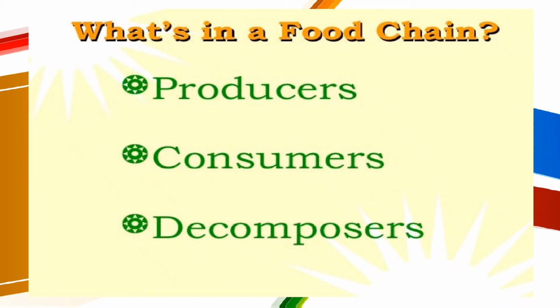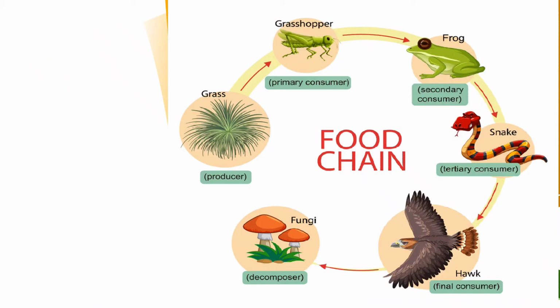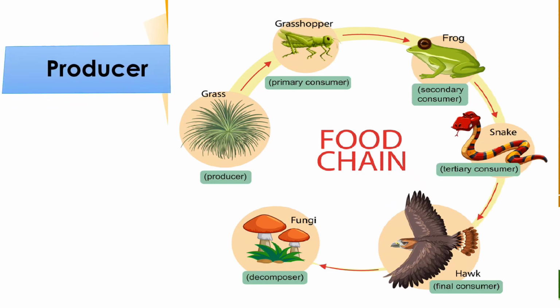So what's in a food chain? A food chain includes the producers. First is the producers. Second, we have the consumers. Third, we have the decomposers. So these three compose our food chain. First, we will be talking about the producer.